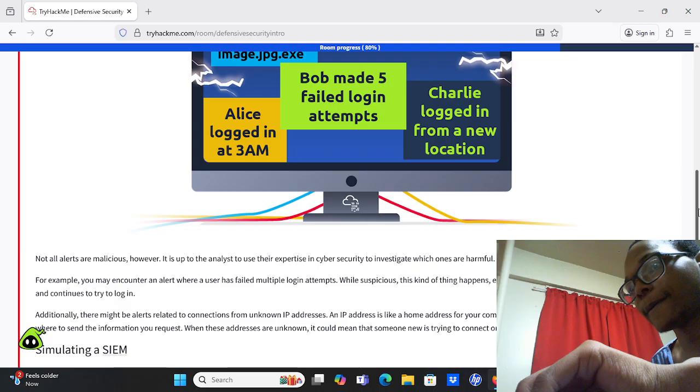Let us pretend you are a security operations center analyst responsible for protecting a bank. This bank SOC uses a security information and event management tool, which gathers security-related information and events from various sources and presents them on one dashboard. If a SIEM finds something suspicious, an alert will be generated.